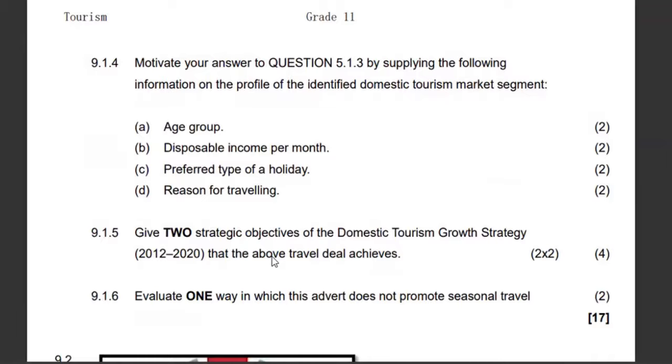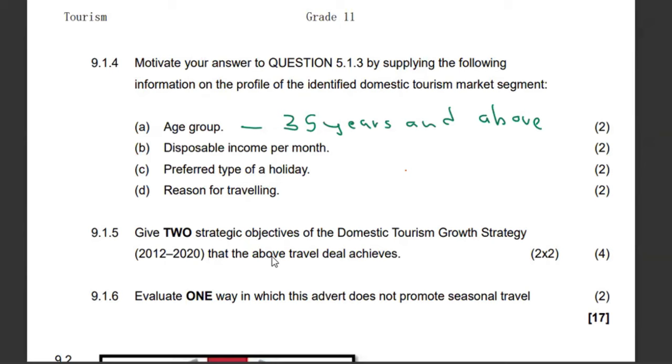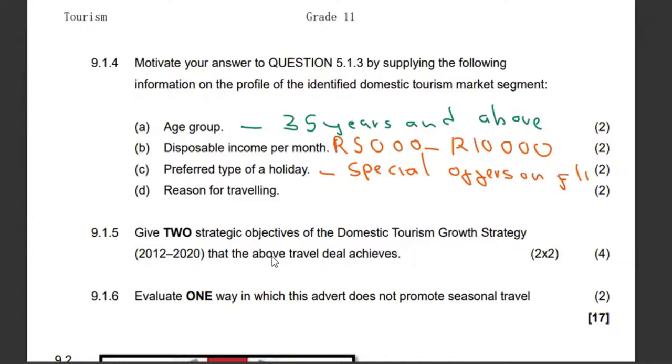So the first thing, New Horizon families, they are 35 years and above. Then in terms of disposable income, their disposable income is 5,000 to 10,000 a month. Preferred type of holidays: they like special offers on flights and hotels.